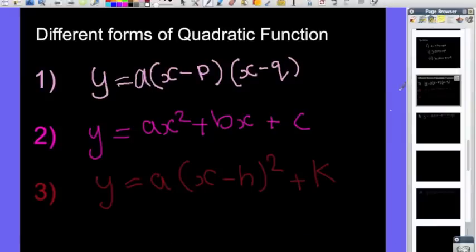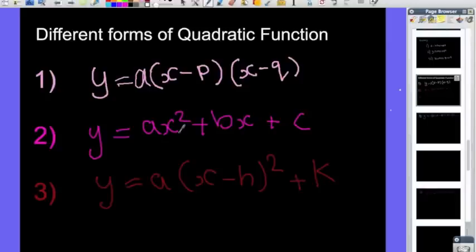There are different forms of quadratic function. The first one is y equals a times (x minus p) times (x minus q). The second one is y equals ax squared plus bx plus c. And the third one is y equals a times (x minus h) squared plus k.